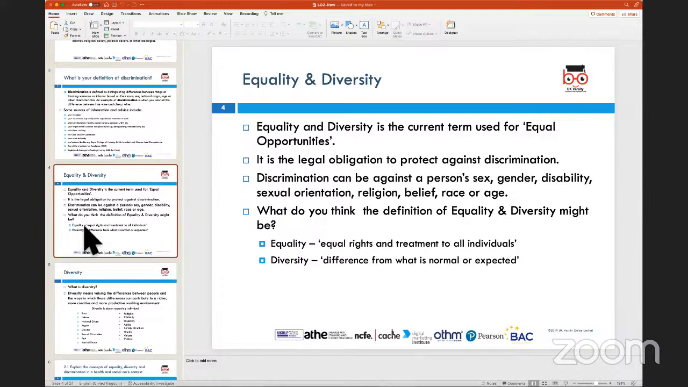So we are not going to differentiate between people, give different treatments to people, or treat them differently taking into account their background, race, culture, and religion. And this is very important.